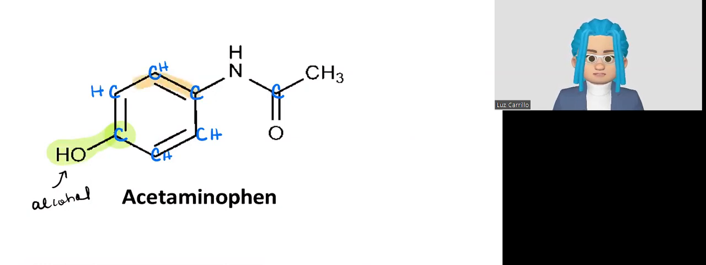Here we have a hexagon with alternating double bonds and single bonds. That is known as an arene. More specifically, that is a benzene ring.